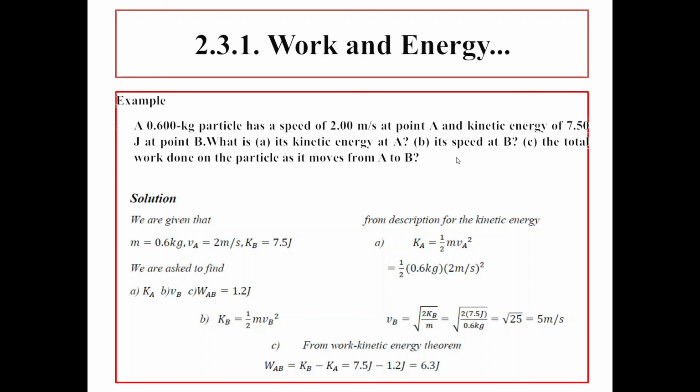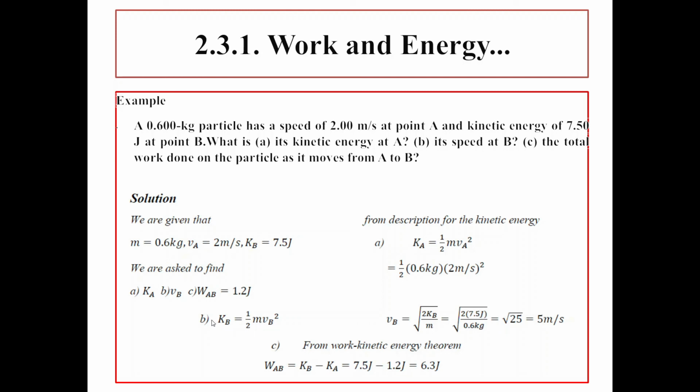So the second question is the speed at point B, because the kinetic energy is known. The kinetic energy at point B is 7.50 joule. So we use the formula where kinetic energy at B is equal to half m times v_B square. We know the kinetic energy, which is 7.5. We know the mass, which is 0.6. We don't know only this value.